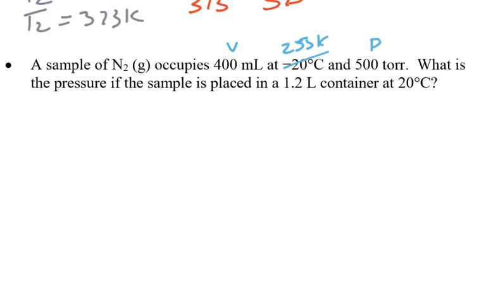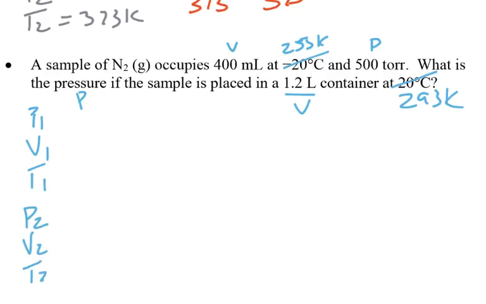What is the pressure if the sample is placed in a 1.2 liter container at 20 degrees? Let's change that to 293 Kelvin. So that's a volume. And what is the pressure? So we have all three variables. We have P1, V1, T1, and we have P2, V2, and T2. So let's go ahead and figure out all these numbers.